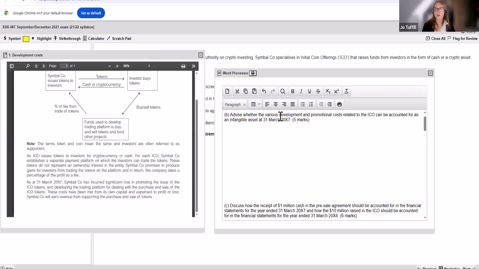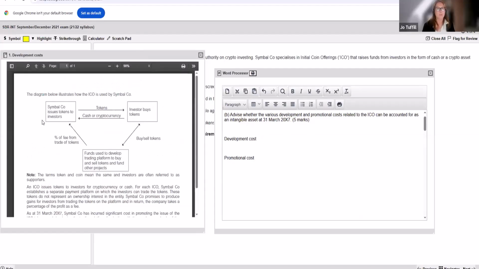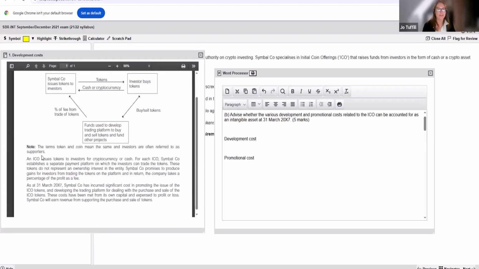It says advise whether the development and promotional costs, so separate them out. We need the development costs as a heading and the promotional costs. Okay, should be accounted for as an intangible asset. Okay, so they've given us a diagram. I don't understand the diagram. I can see that an investor buys some tokens and they get issued tokens. And then there's a fee and there's a platform. Okay, right, okay, let's go. I'm sort of there, right?